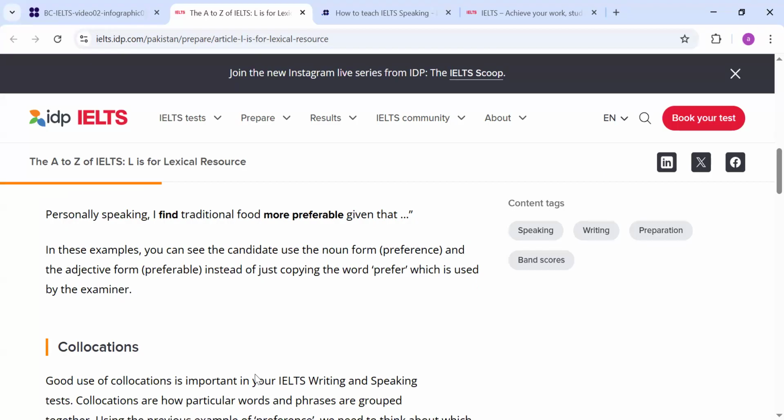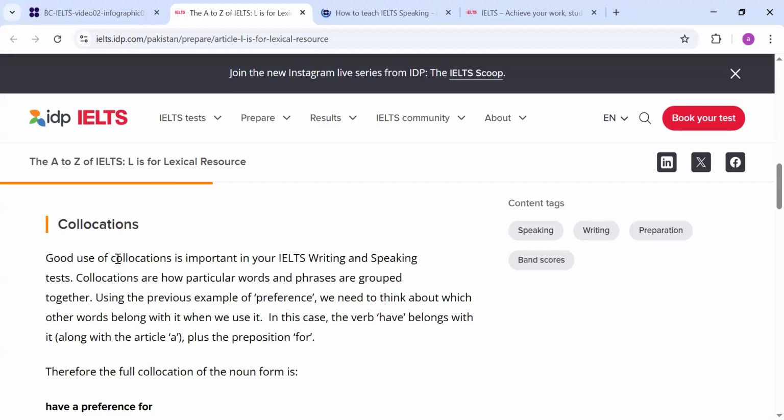Okay, good use of collocations is important in both your writing and speaking tests. Okay, does anyone know what collocations are?